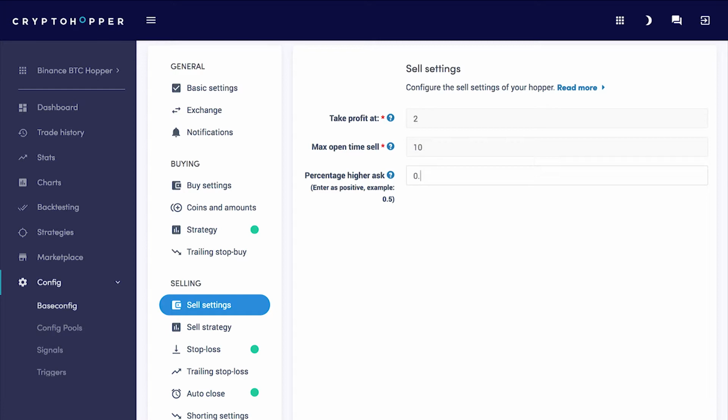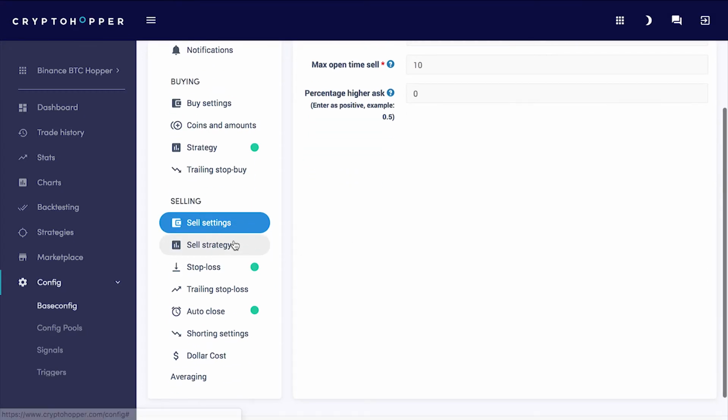The last option in sell settings is percentage higher ask, which allows you to sell at a higher amount than the current market price. If you're confident that the asset will go above its current market value, use this option.